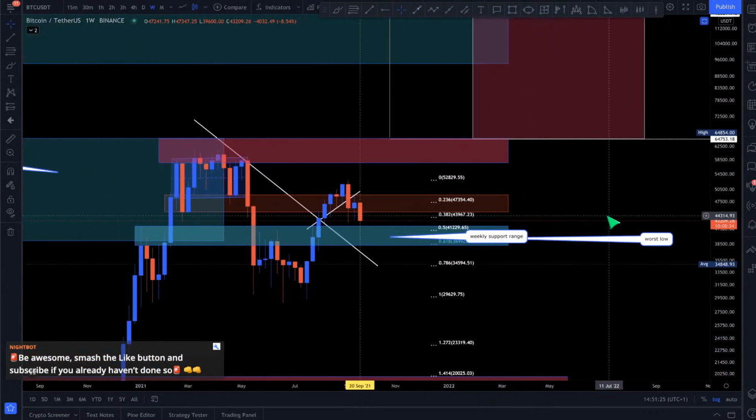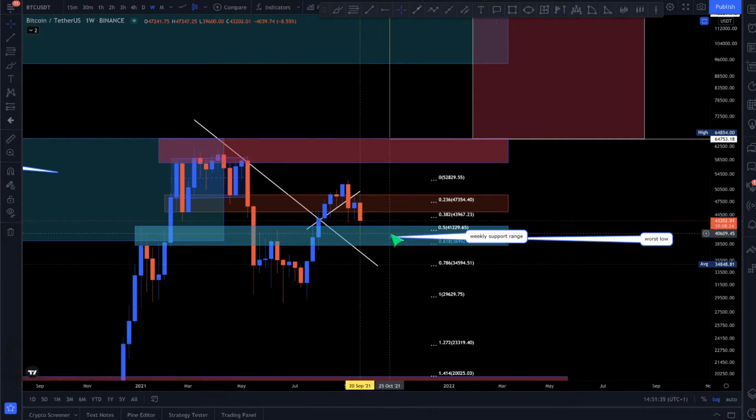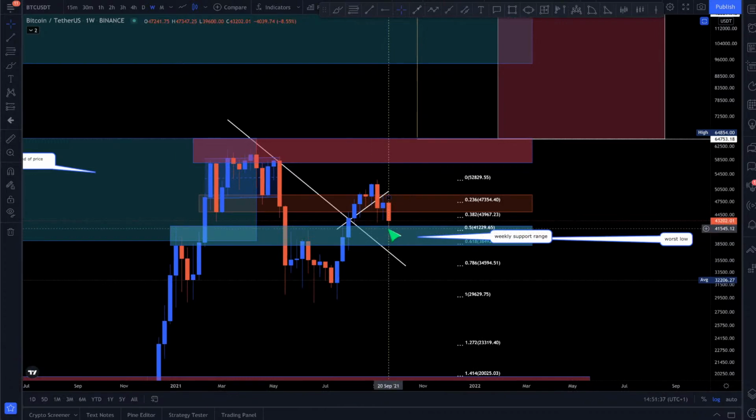We're going to get to those in the future, but this is the weekly support box. You can see the worst case scenario, so I put worst low. This is the worst case scenario, but this is the weekly support range, right? So provided we can stay on this weekly support range, this area zone here, we're actually fine. This doesn't change anything. But if we do break below this, then I'll be a little bit worried. Do you know what I mean?